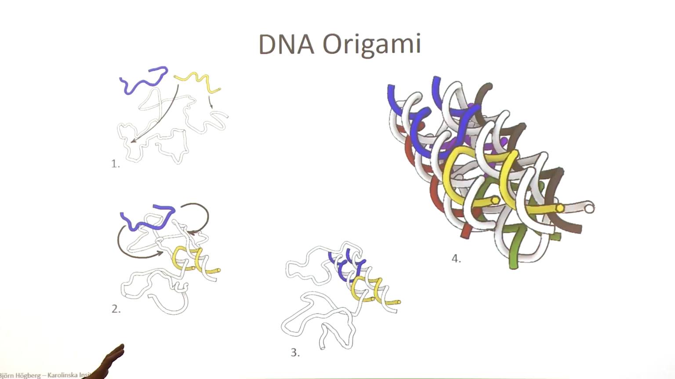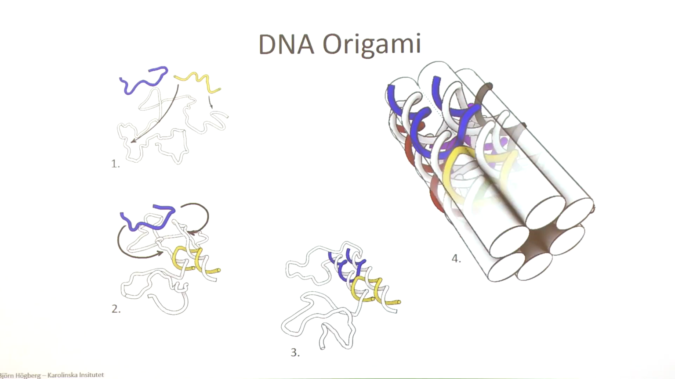And if we add in small oligos to cover all the bases of this single-stranded DNA scaffold, eventually it will form these compact DNA nanostructures. And usually we depict these objects using cylinders as a representation of each DNA double helix.